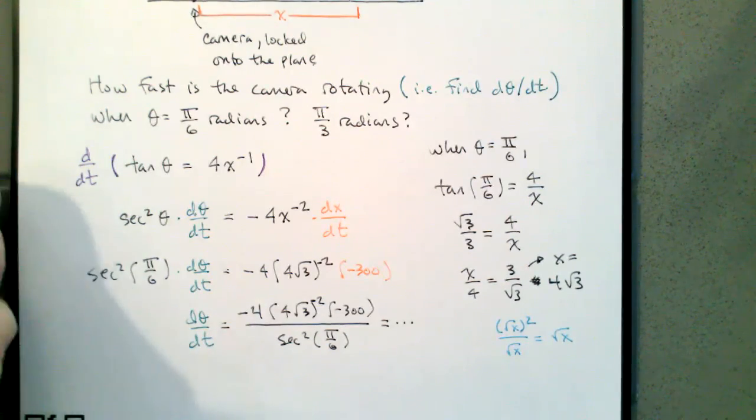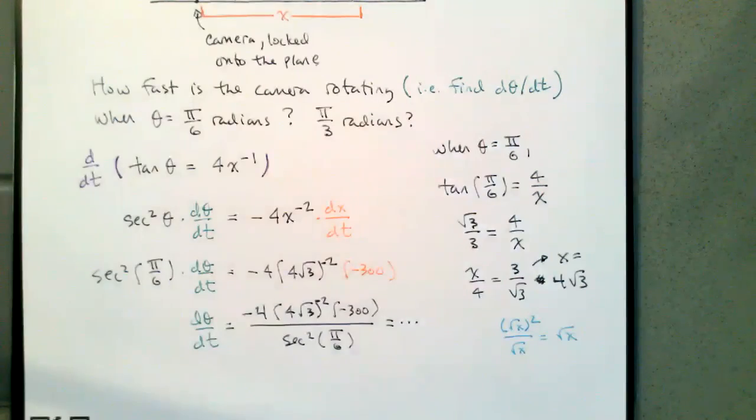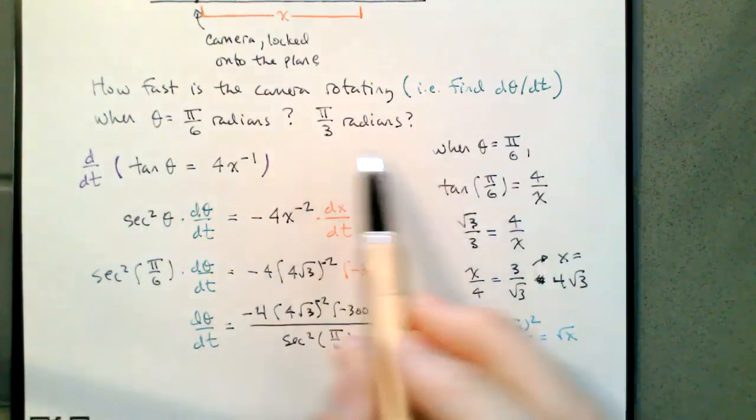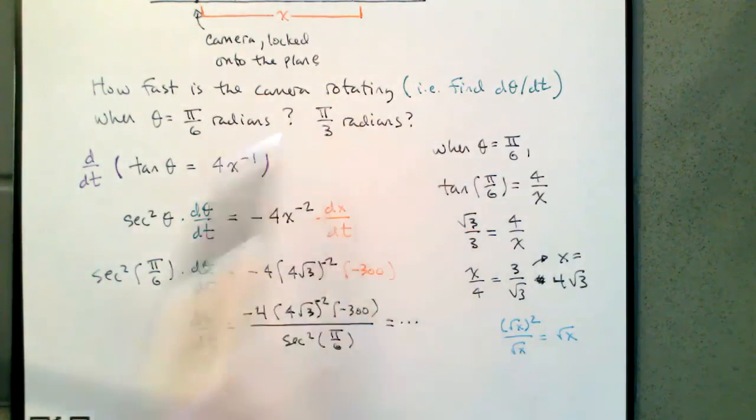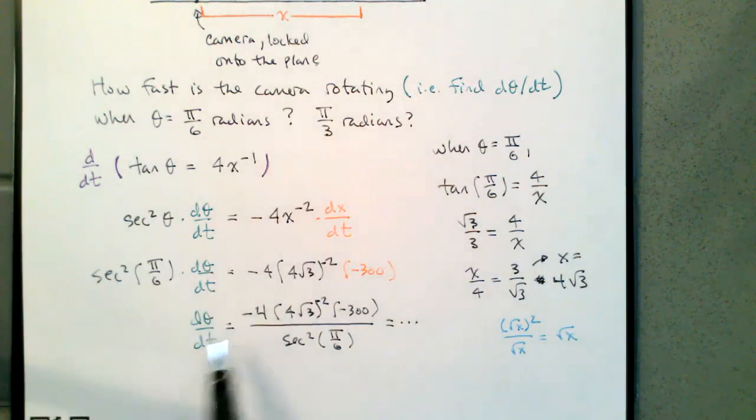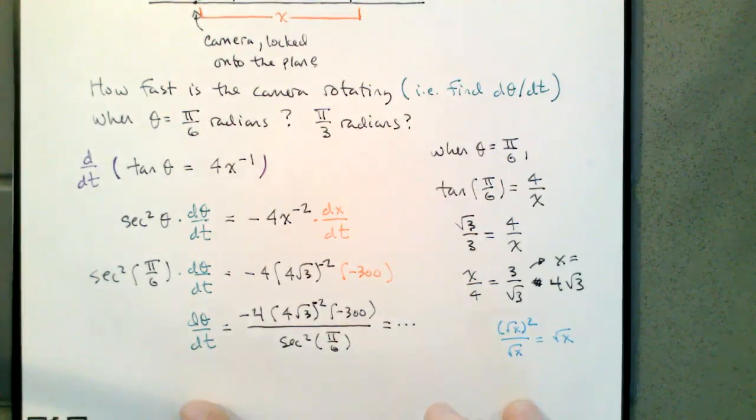So your job is to work out what this number is, and then do the same thing for pi over 3 radians. Before you calculate for pi over 3 radians, think about what should happen to the value of d theta dt. Is it going to be greater or less than the d theta dt at pi over 6 radians? That is, is the camera rotating faster or slower at pi over 3 radians than it was at pi over 6? So that's what you want to do to finish out this problem.